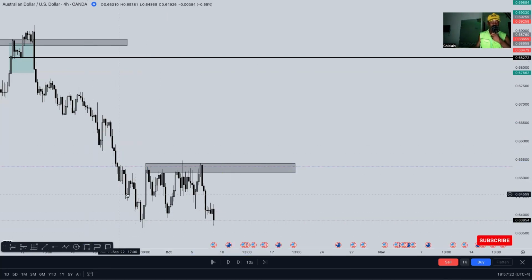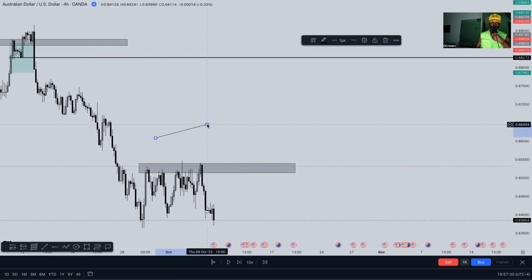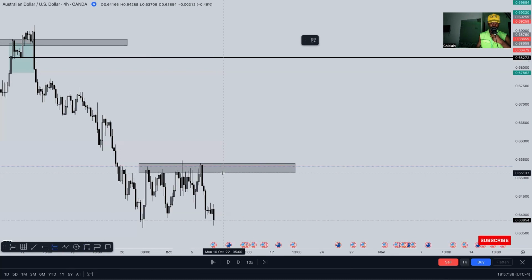Nice. So we have a nice resistance area here forming. You can see wicks entering here and dropping, and it is short term as well. So I told you guys my point of interest should be short term and everything. So I'll have my sell limit just about here.